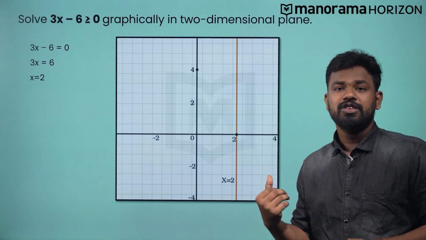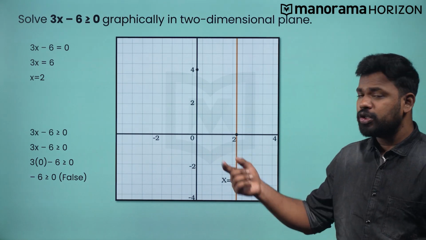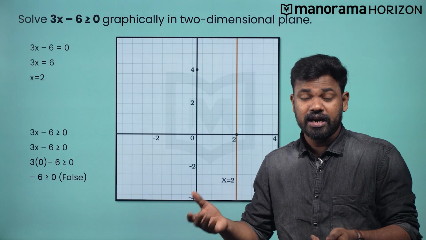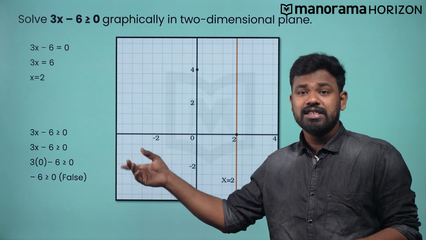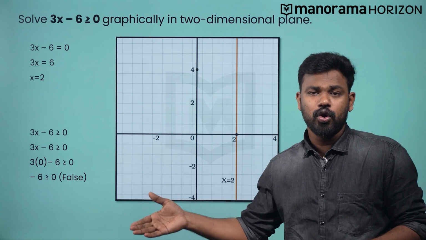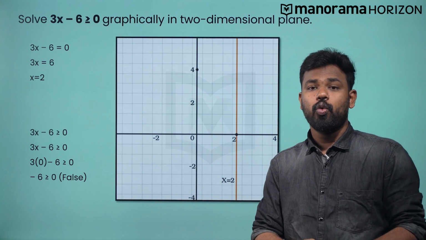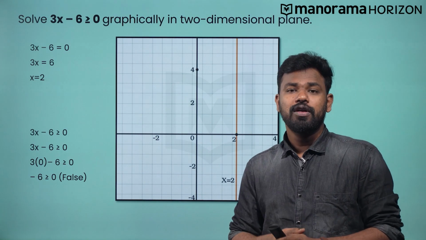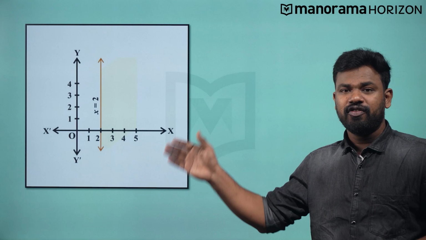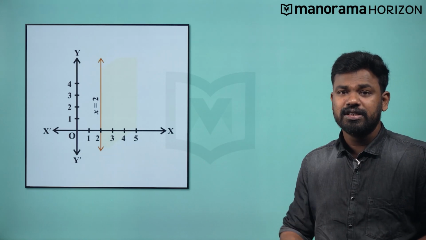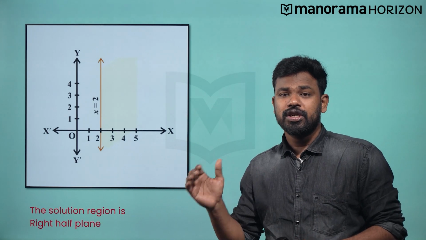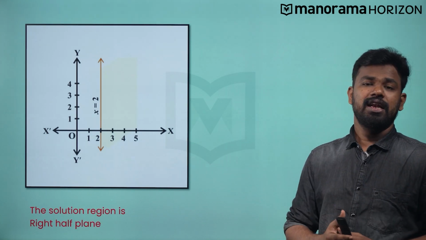In order to identify the solution region, take a point 0, 0 and substitute in the inequality 3x minus 6 greater than or equal to 0 and check whether it is satisfying or not. So when you do that, you get 3 into 0 minus 6 greater than or equal to 0, or minus 6 greater than or equal to 0, which is completely a false statement. So you can see the point 0, 0 is in the left half region and it does not satisfy the given inequality. So the right half region is our solution region, which includes the line also.